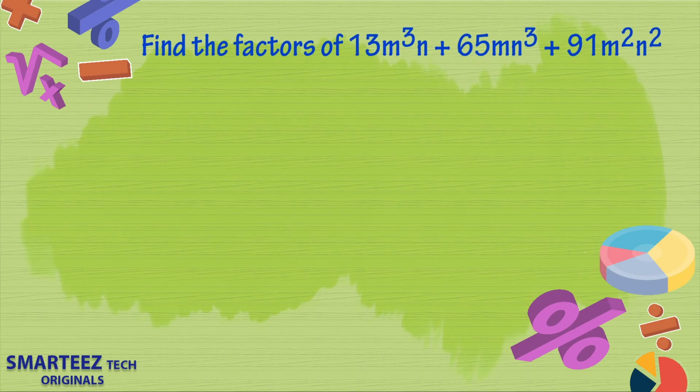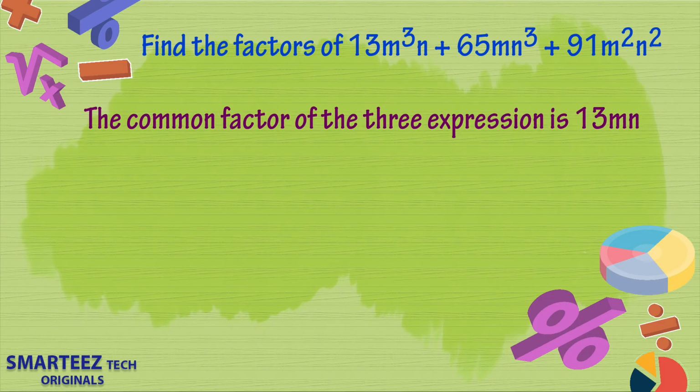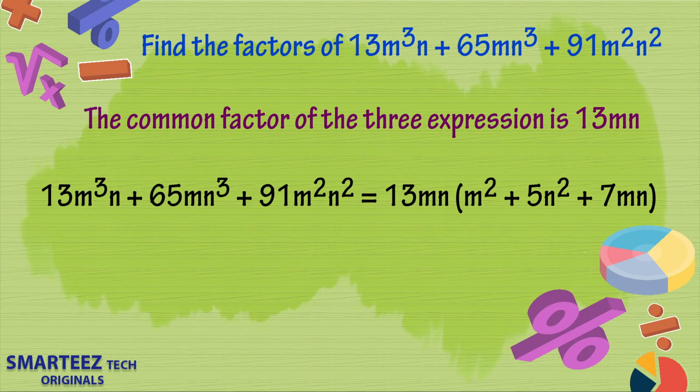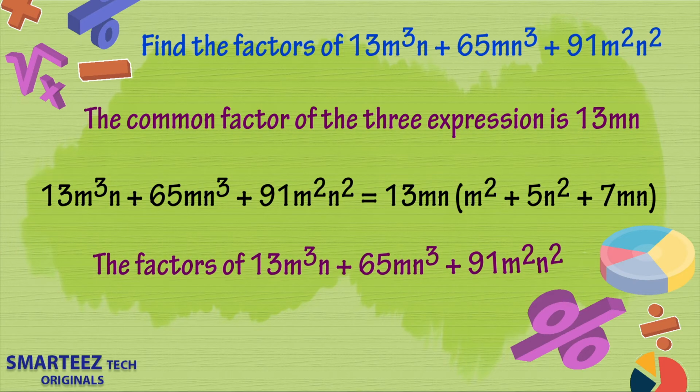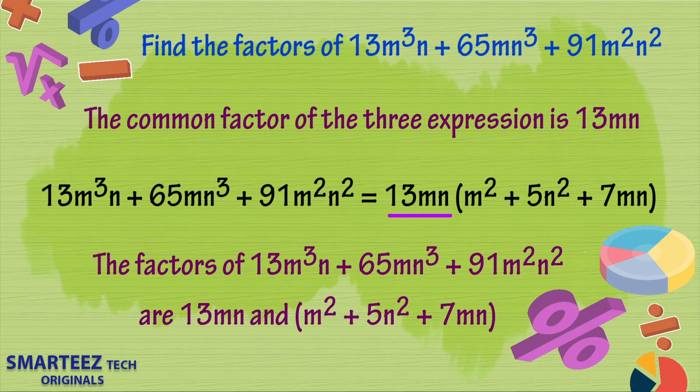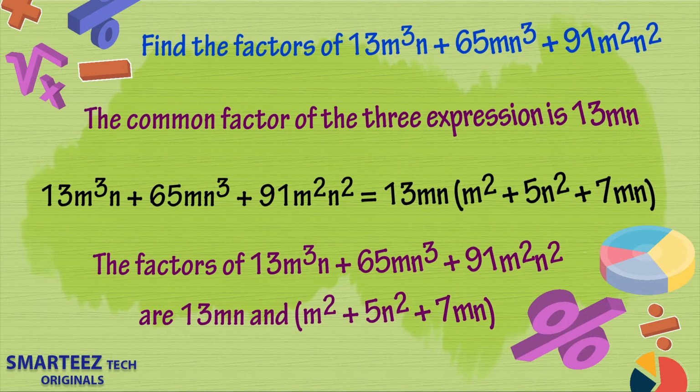Find the factors of 13m cubed n plus 65mn cubed plus 91m squared n squared. The common factor of the three expressions is 13mn. So 13m cubed n plus 65mn cubed plus 91m squared n squared equals 13mn times (m squared plus 5n squared plus 7mn). The factors are 13mn and m squared plus 5n squared plus 7mn. In all these examples, we found a monomial and a polynomial as factors of the algebraic expression. Let's look at another example.